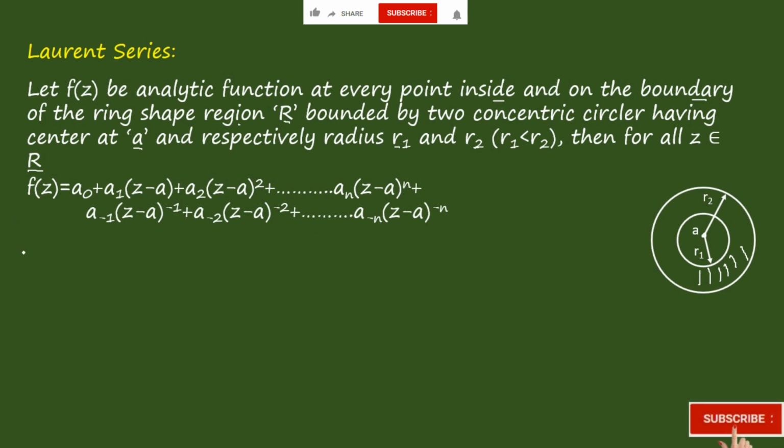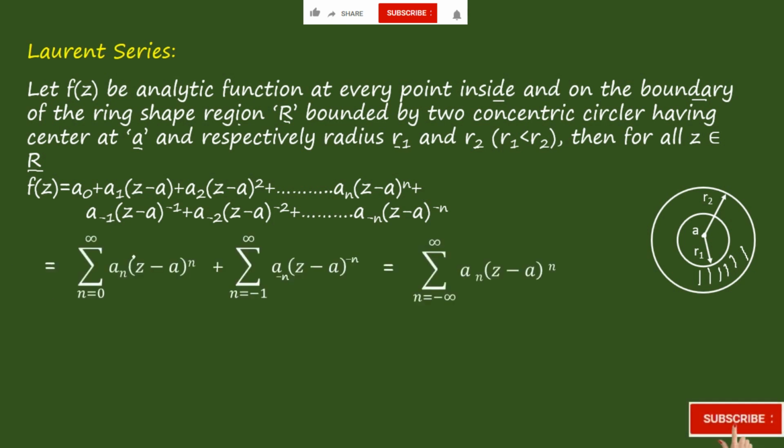Now here you can see that they are forming two series. We can write them in the form of a sum: summation of n equal to 0 to infinity an (z minus a) whole power n, plus summation of n equal to 1 to infinity a minus n (z minus a) whole power minus n, which we can add as these two sums, equal to summation from minus infinity to infinity an (z minus a) whole power n.